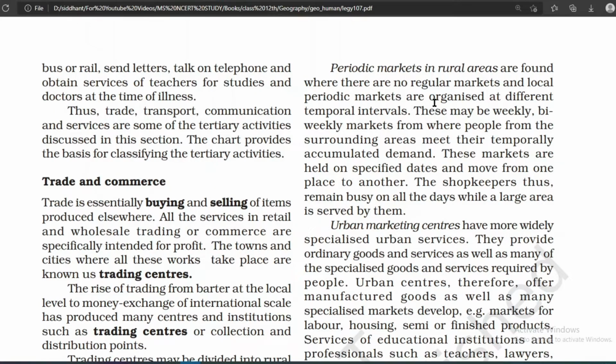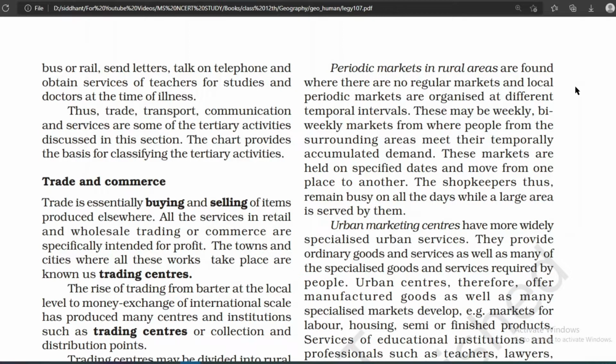Periodic markets in rural areas are found where there are no regular markets. Local periodic markets are organized at different temporal intervals. These may be weekly markets from where people from the surrounding area meet their temporarily accumulated demand. These markets are held on a specific date and move from one place to another. The shopkeepers thus remain busy all the day while a large area is served by them.